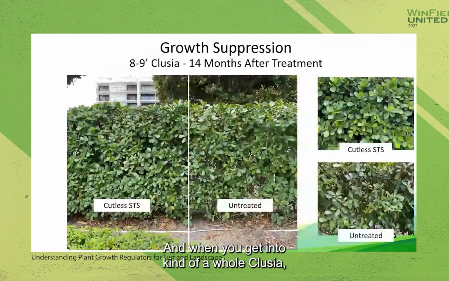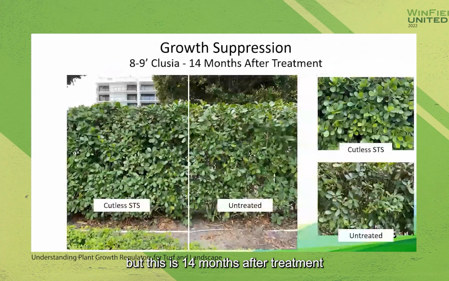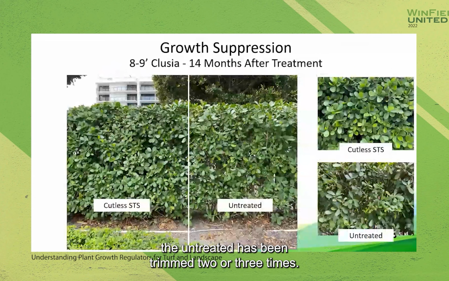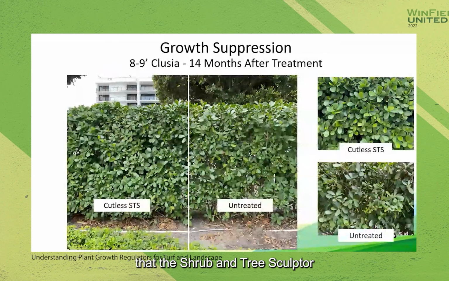This is the same exact Clusia, but 14 months after treatment, and the Shrub and Tree Sculptor on the left-hand side has not been trimmed. The untreated has been trimmed 2 or 3 times. If you go to the photos on the far right there, you can really see the density that the Shrub and Tree Sculptor is providing compared to the untreated.